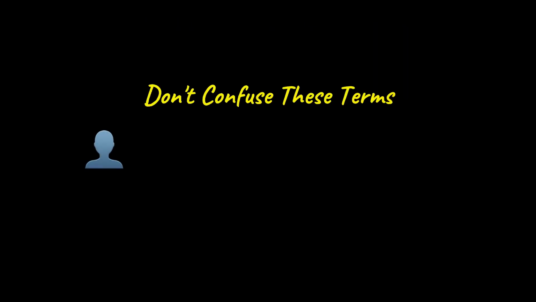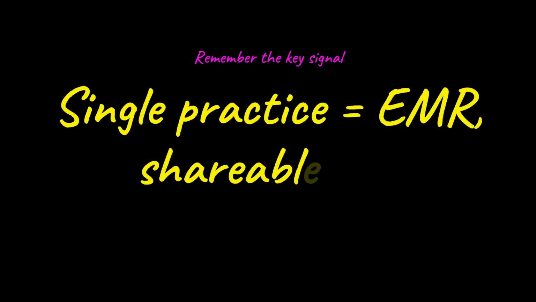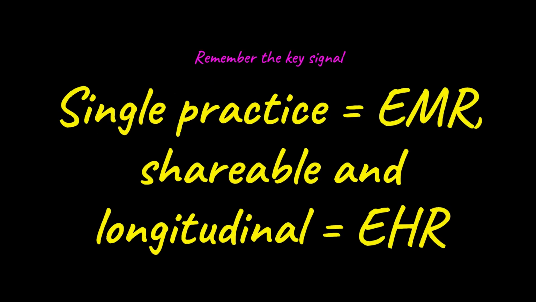Watch for confusable terms. A personal health record is patient-controlled. A health information exchange is the infrastructure connecting EMRs, and interoperability standards define how systems talk to each other. On exam day, look for phrases like single practice versus shared across organizations and longitudinal record. That shareability distinction is exactly what separates an EMR from an EHR.